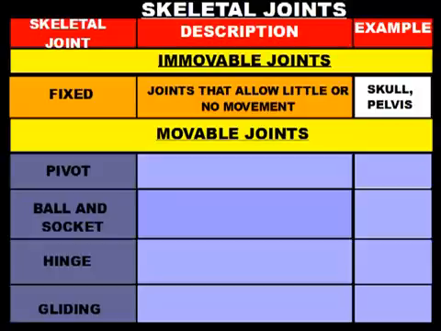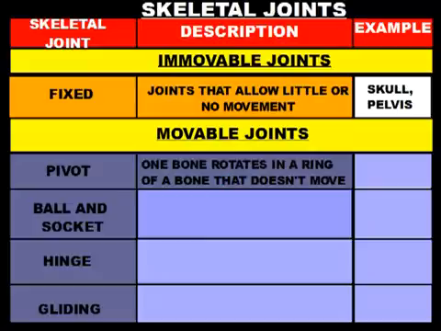Now movable joints are joints that allow movement throughout the body. So these joints allow us to carry out all different types of motions that we need throughout our everyday lives. For the first joint we're going to talk about, it's called a pivot joint. A pivot joint is one bone that rotates in a ring of another bone that doesn't move. You can find pivot joints in a couple of places. You can find them in your neck, which allows your skull to pivot left to right, and also in your forearm. So let's take a look at a pivot joint in your forearm.